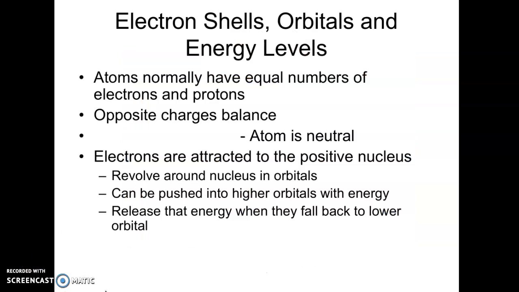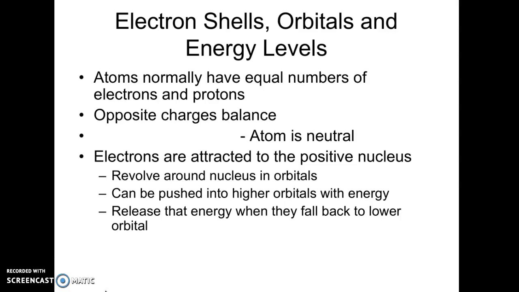So what's really important in chemistry, talking about our atoms, are those electrons. Now remember, we said the electron shells are little orbits around the nucleus. And therefore, the farther away the electrons are, the more potential energy they have to do something with another atom. So atoms normally have equal numbers of electrons and protons, and therefore their opposite charges balance out, and an atom is what we consider neutral. So by itself, an atom is neutral.